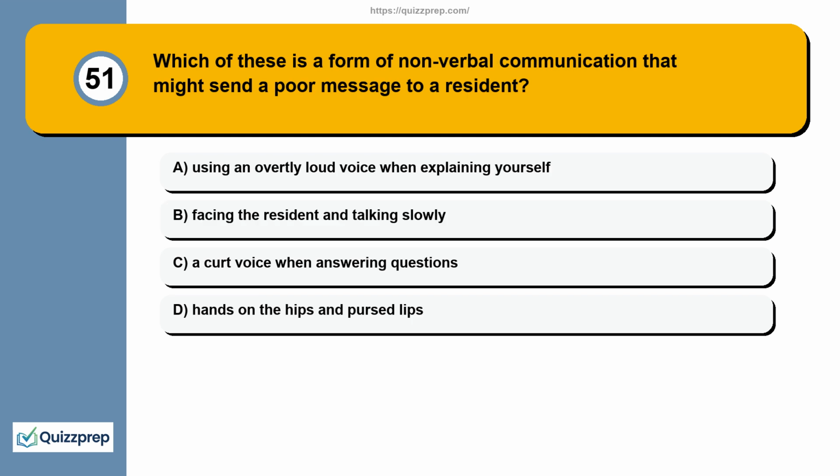Question 51. Which of these is a form of nonverbal communication that might send a poor message to a resident? Using an overtly loud voice when explaining yourself. Facing the resident and talking slowly. A curt voice when answering questions. Hands on the hips and pursed lips.